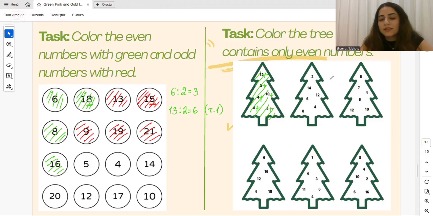Then the second tree contains 2. 2 is an even number. 14 is an even number. 6 is an even number. 8, yes. 4, yes. And 12, yes. And we can color this tree too. Then the third tree, let's look at the third tree. And 8, yes. It's an even number. And 7 is not an even number, it is an odd number. And that's why we cannot color this tree.